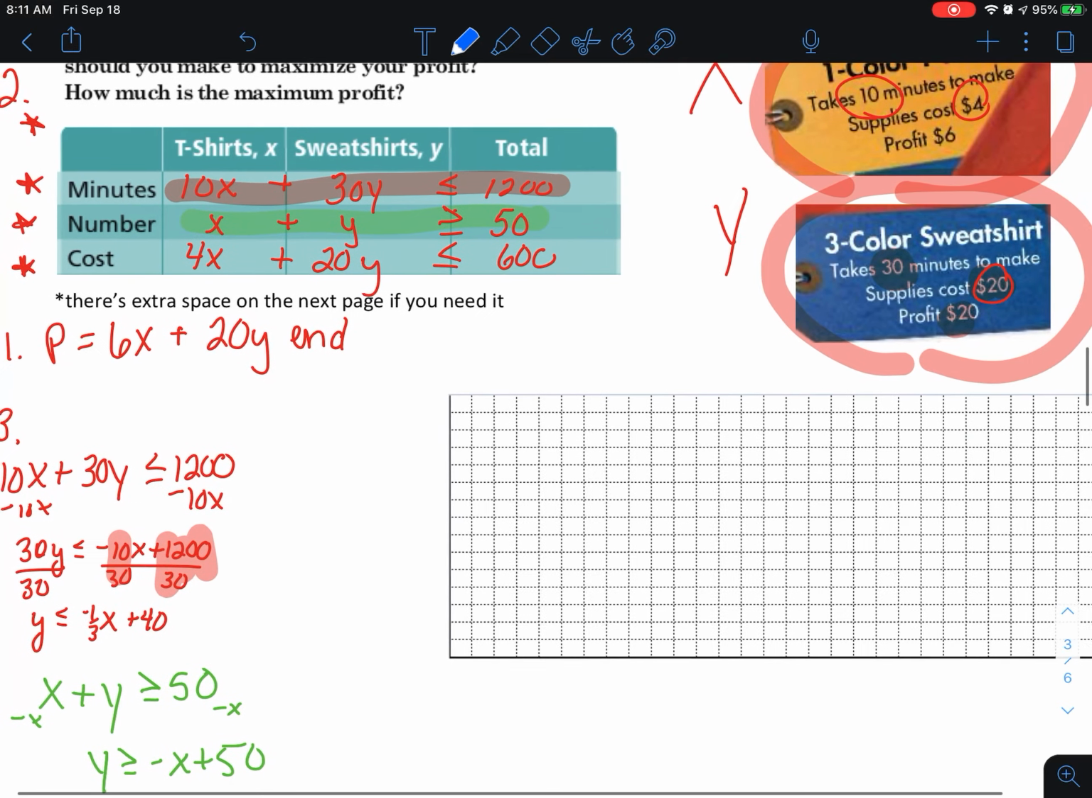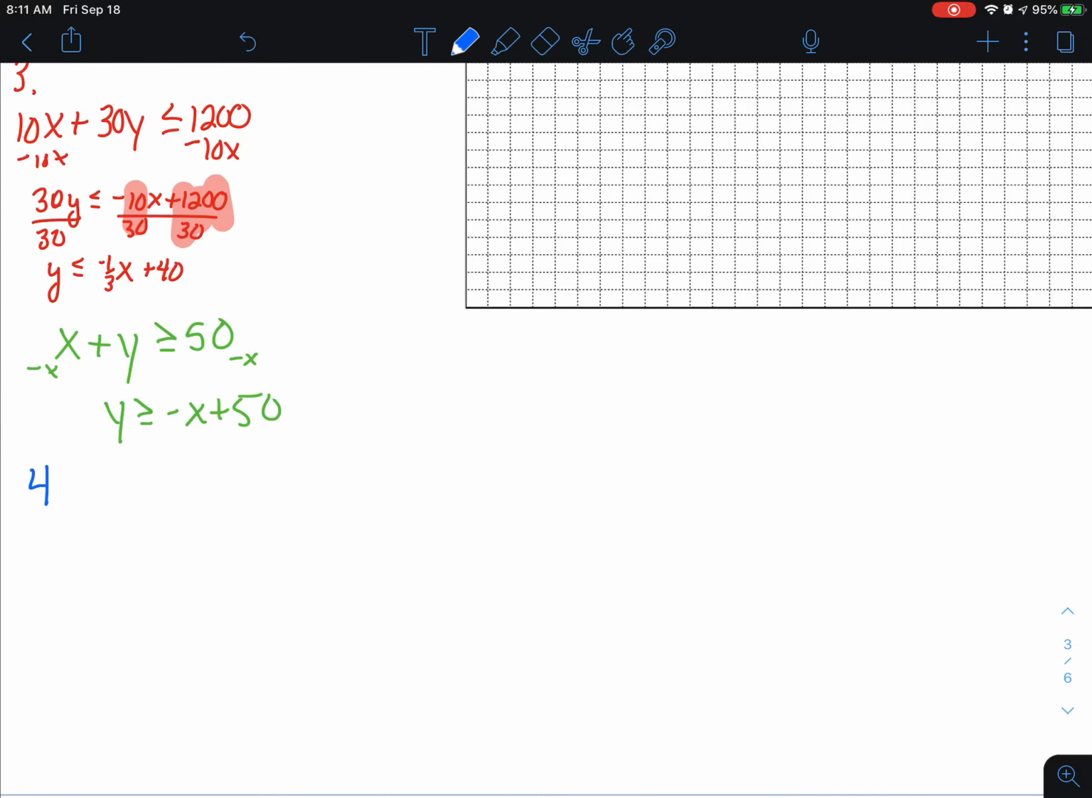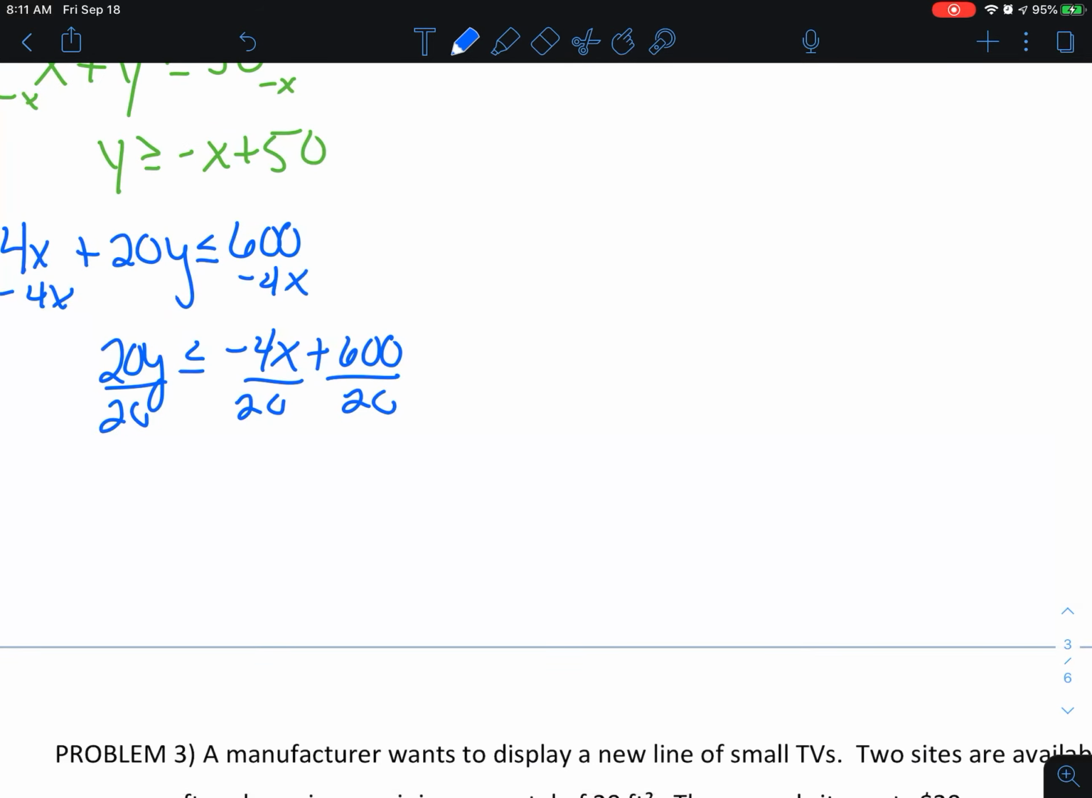Okay, that one's now ready to graph, but I have one more equation I'm going to get ready to graph, and that is 4x plus 20y is less than or equal to 600. Take over the 4x, so you get 20y is less than or equal to negative 4x plus 600. We've been doing this for 2 chapters now, so I am going fast. If you're like, wow, she's solving that fast, yep, we've been doing that now for chapter 2 and chapter 3. Y is less than or equal to, when you put that in your calculator, you get negative 1/5 x, and 600 divided by 20 is 30.